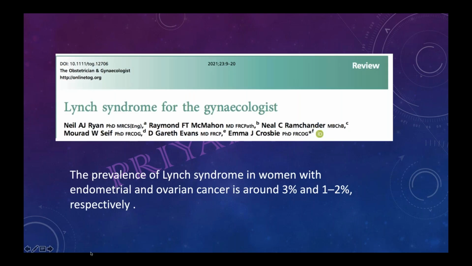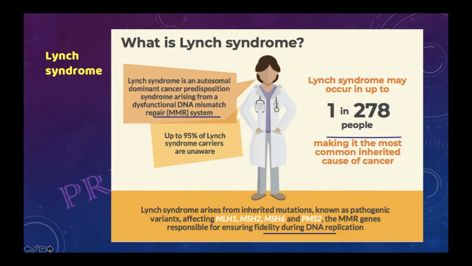Okay, so now coming to Lynch syndrome. Prevalence of Lynch in endometrial cancer is 3%. In ovarian, it is 1 to 2%. This number is important for part 2 people, because I don't think for part 3 people a station can come from Lynch syndrome. Now, what is Lynch syndrome? From all these parts, a question can come.